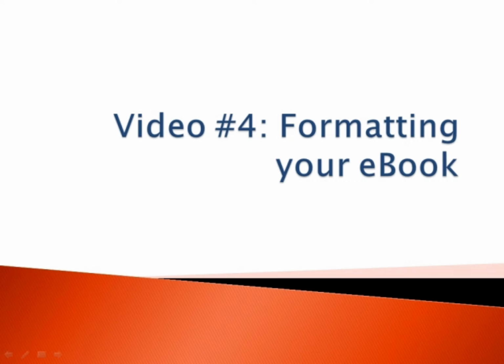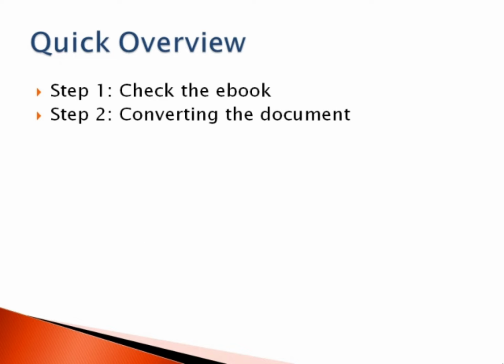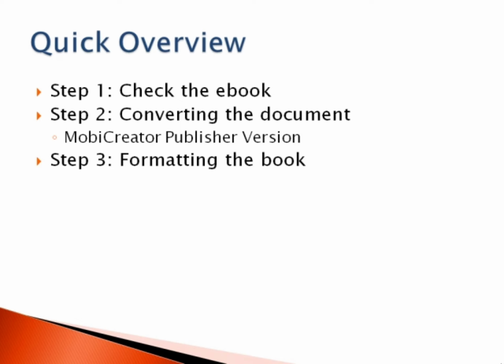Hello and welcome to video number 4, which is all about formatting your ebook. Before we actually dive into the first 2 steps, I want to talk about a quick overview. So step 1, we're going to check the ebook to make sure everything is okay. Step 2, we're going to convert the Word document to HTML, and we're going to be using a free software tool called Mobi Creator Publisher version. It's free. You don't have to invest any money. And then, of course, step 3 is we're going to be formatting the book one step further. So with that said, let's go ahead and get started.